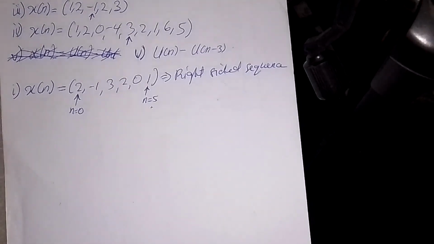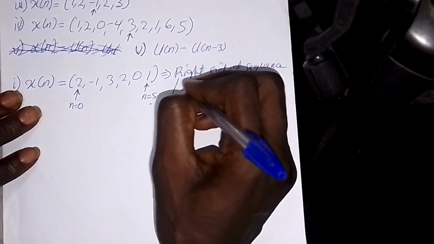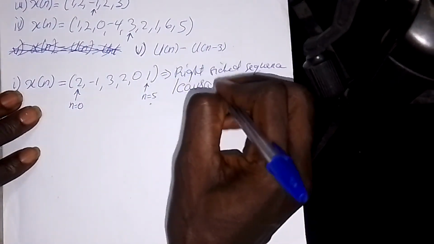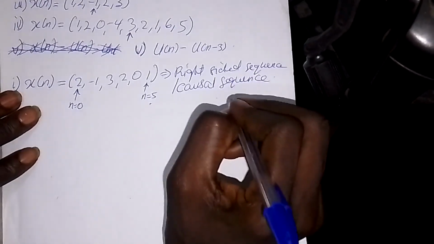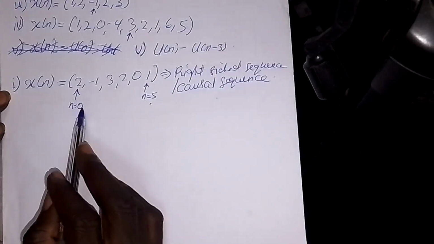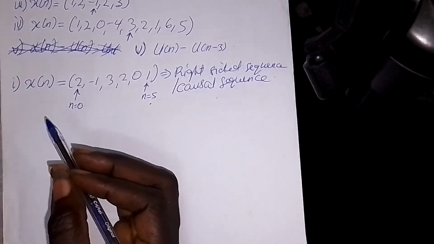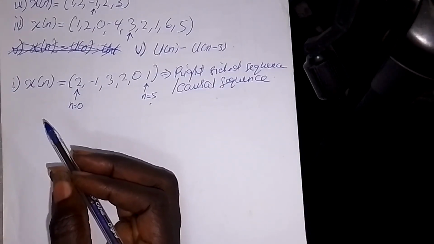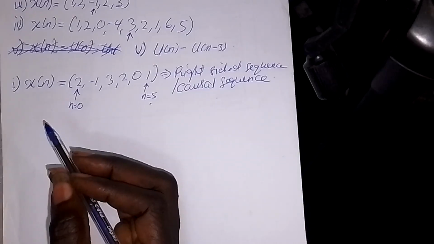So either you say right-sided sequence or you can also say causal sequence. Causal. Because you see, n equals 0 here, and the rest are going to the right, so it is a right-sided sequence. Okay. So now let's find the respective Z transform for this sequence.